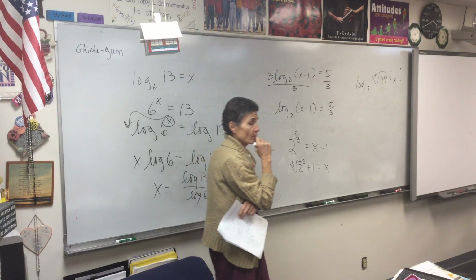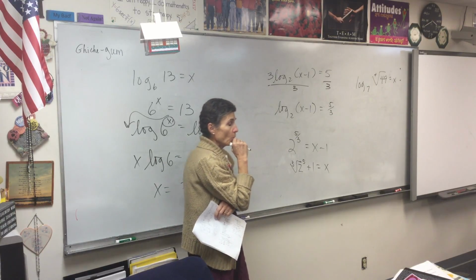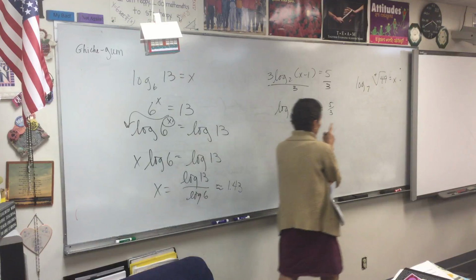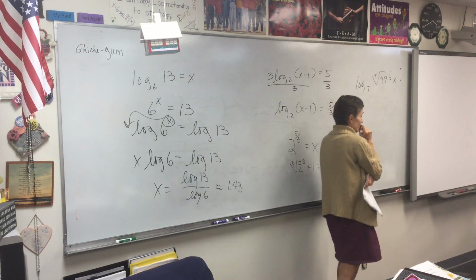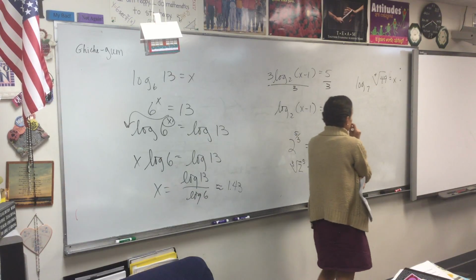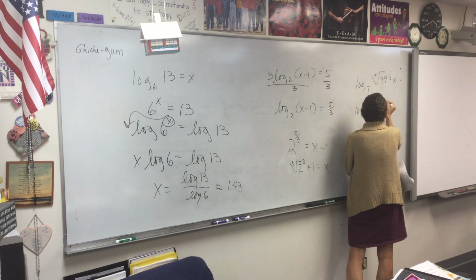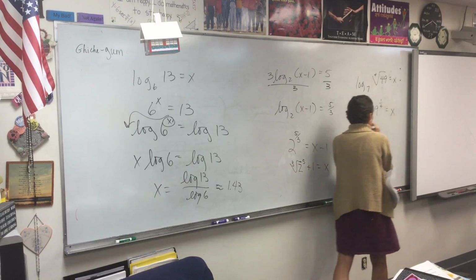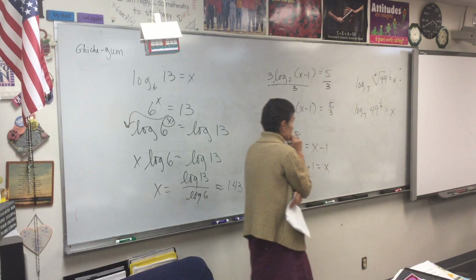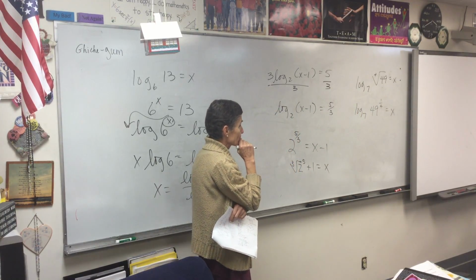Radicals do not live in logarithm land. You don't want to have a logarithm and a radical in the same expression. So what did you do? 49. So you're going to think of that as 49 to the 1/4. That's the first thing you want to do. Think of it as 49 to the 1/4.